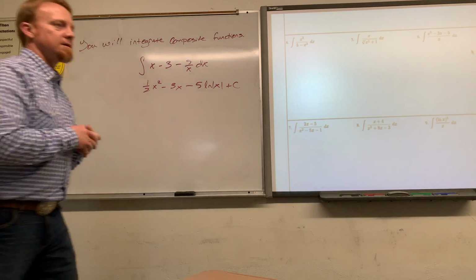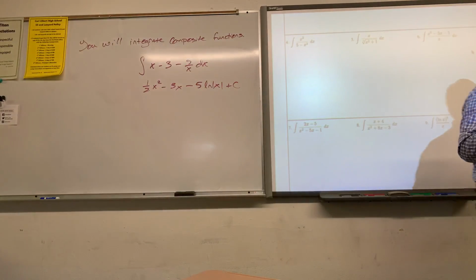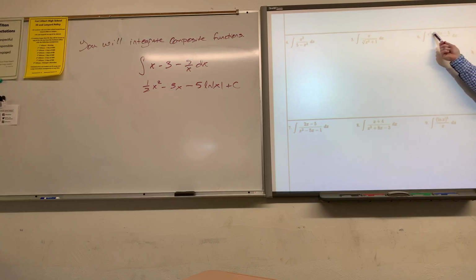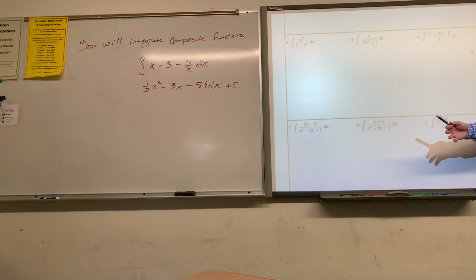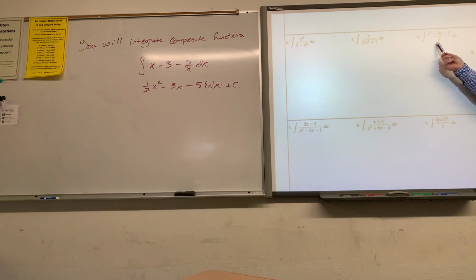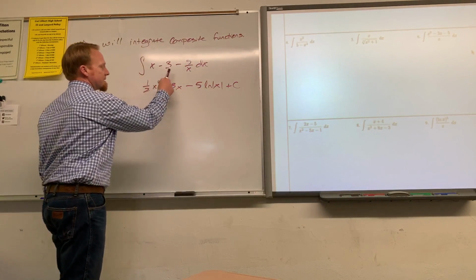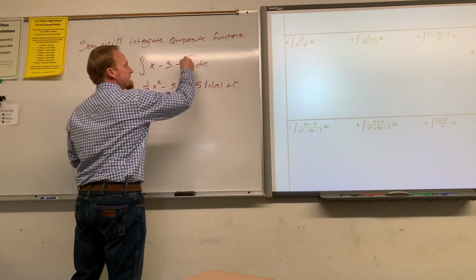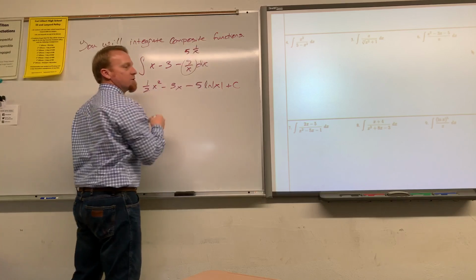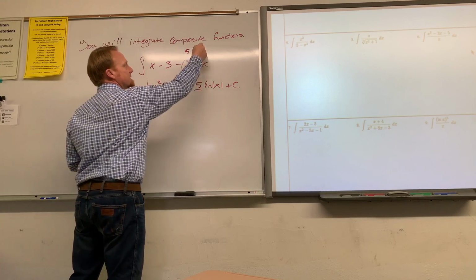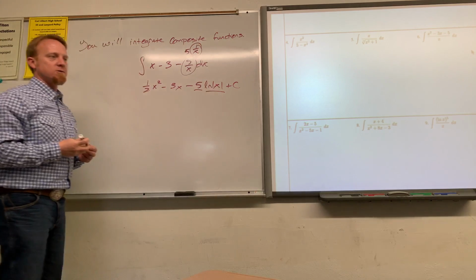We talked about this a few times. Anytime I have a polynomial on top of a monomial, what are we supposed to do? Separate it. So we did x squared over x, which gave me the x. We did 3x over x, which gave me the 3, and then we did 5 over x, which gave me the 5 over x. Then I integrated each one of these by itself. This right here is the same thing as 5 times 1 over x, so the 5 comes out front. Integrate 1 over x, gives me the natural log of x.